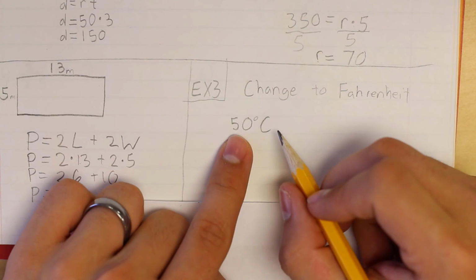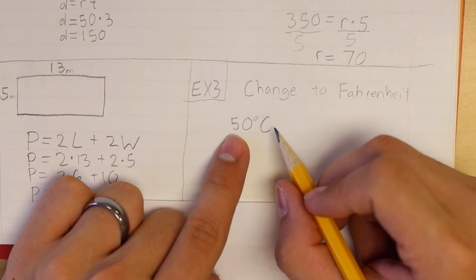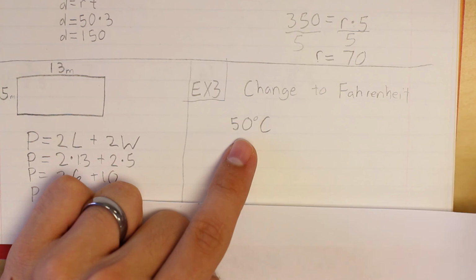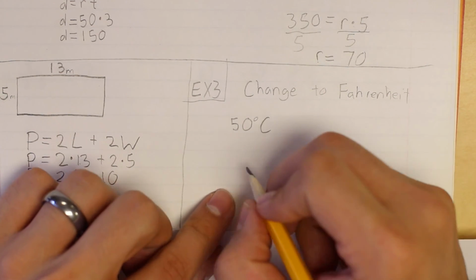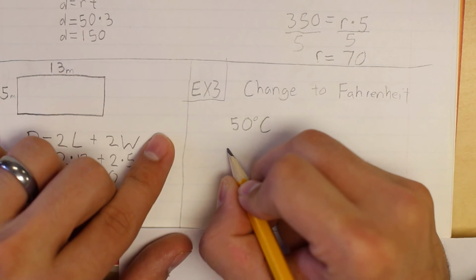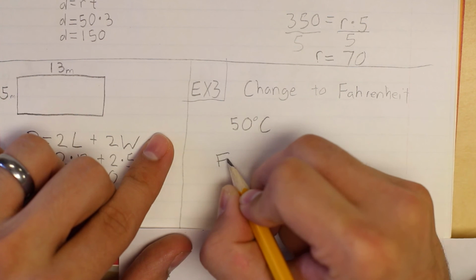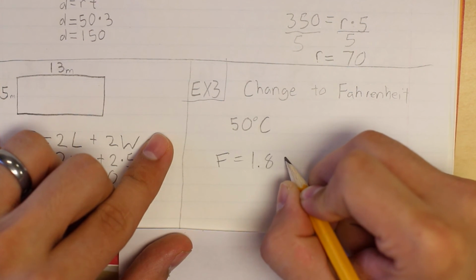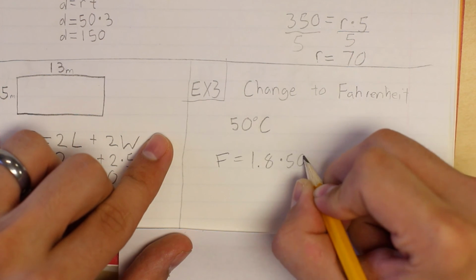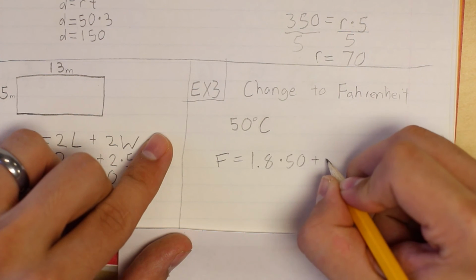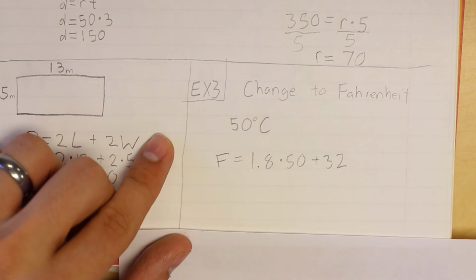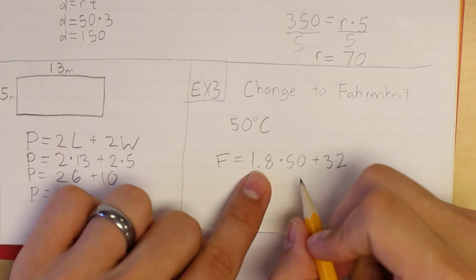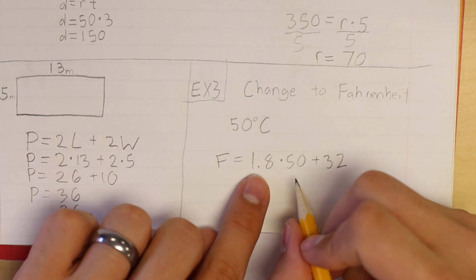It's 50 degrees Celsius. Is that warm or cold? Well, 50 degrees in Fahrenheit is pretty cold, but what about Celsius? How hot is that? Let's find out, shall we? Using the formula that we were given, we will say that Fahrenheit is equal to 1.8 times 50 plus 32.